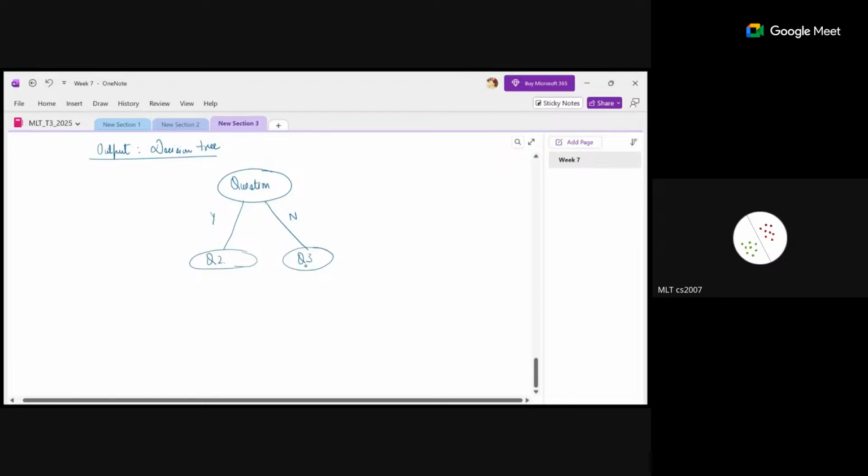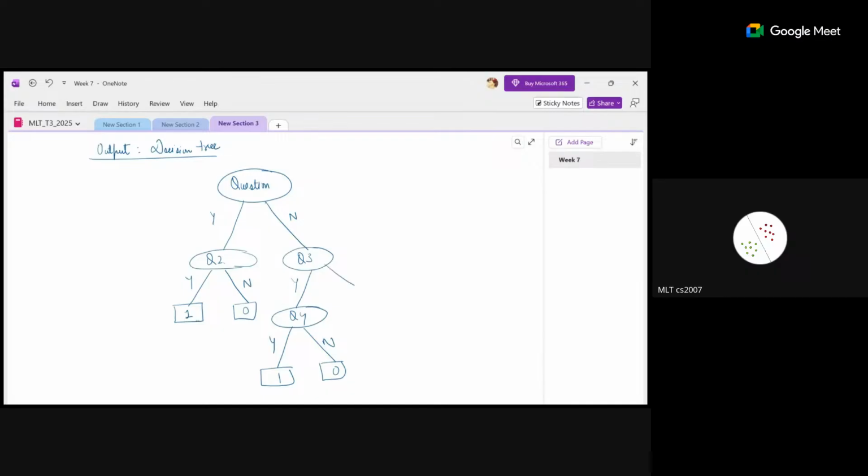If the answer to question number 2 is yes, let's say I am predicting it as 1. If it's no, let's say I'm predicting it as 0. And again, if the answer to maybe question number 3 is yes, maybe I can ask some other question here, and then based on that, if it is yes, I can predict it as 1. If it is no, I can predict it as 0. And if it is no, maybe I predict 0. Something like that is what we have.